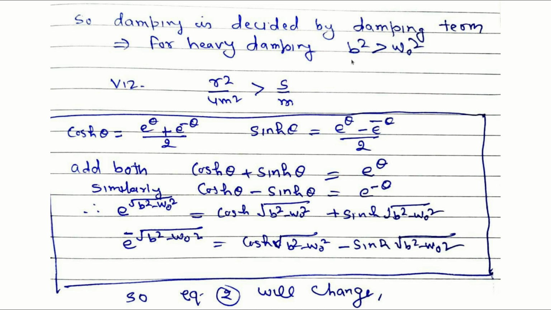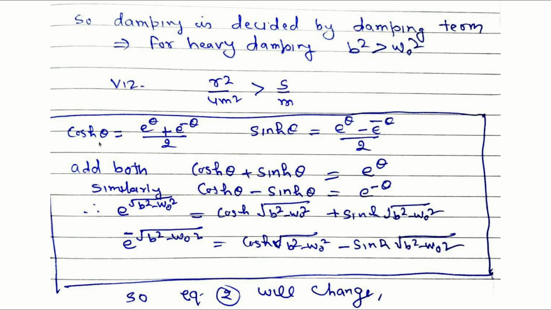What is B? B is R by 2M. So what will B square be? R square by 4M square. And omega naught square is S by M. So the oscillator is said to be heavily damped when this condition is satisfied, that is, when R square by 4M square will be greater than S by M. So after this we will take some mathematics, and we have written this calculation in a separate box here.